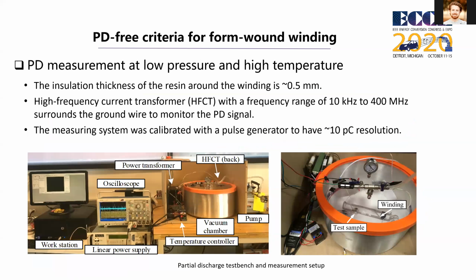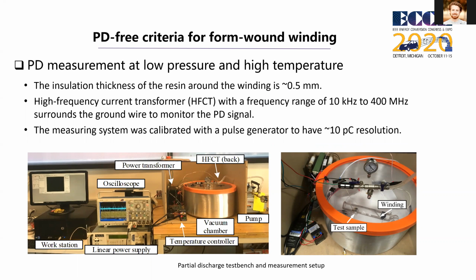As stated previously, PD is the most severe threat to the winding insulation. In this study, we experimentally investigate the influence of air pressure and the temperature on the PDIV of the full-motor winding to derive the criteria for the PD-free design. A PD test bench is built as shown in the figure below.